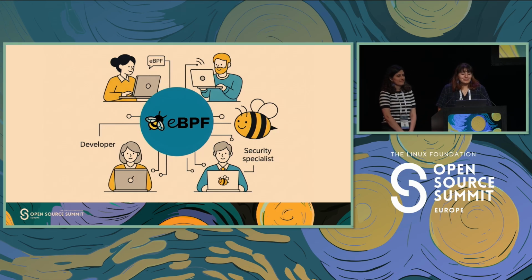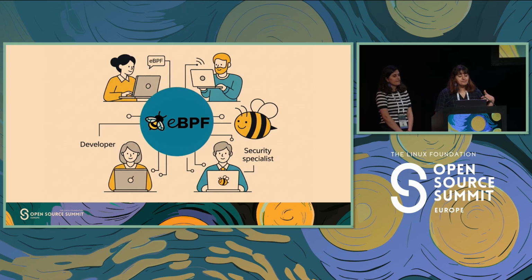eBPF is a revolutionary technology that allows you to run a sandbox program within the Linux kernel itself. It's like a mini computer or a virtual machine inside of the kernel. This is a game changer because it actually allows the developers to safely and efficiently extend the kernel's capabilities without having to recompile it or load some new kernel modules. What does it stand for? It is the Extended Berkeley Packet Filter.